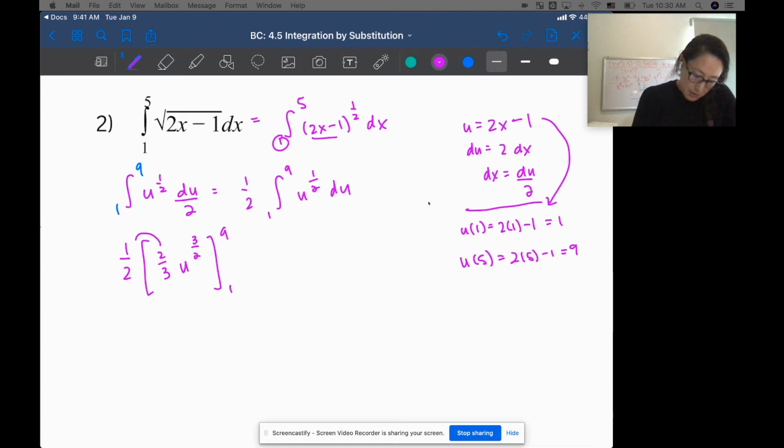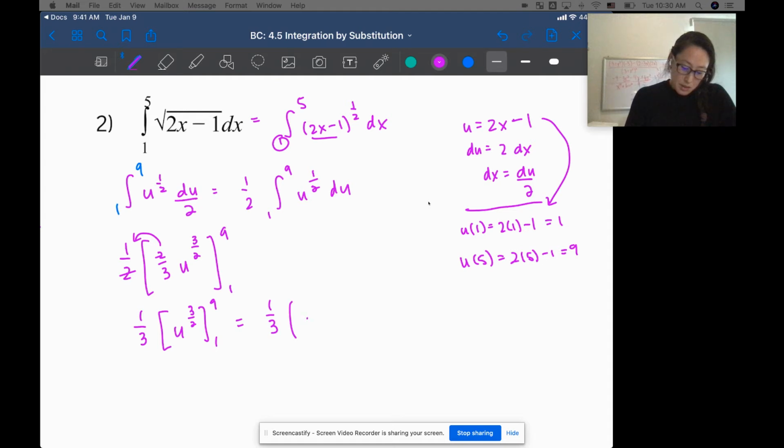I'm going to pull out this 2/3 to the front, so the 2's are going to cancel, and I get 1/3 times u to the 3/2 evaluated at 1 and 9. So I get 1/3 times 9 to the 3/2 minus 1 to the 3/2.